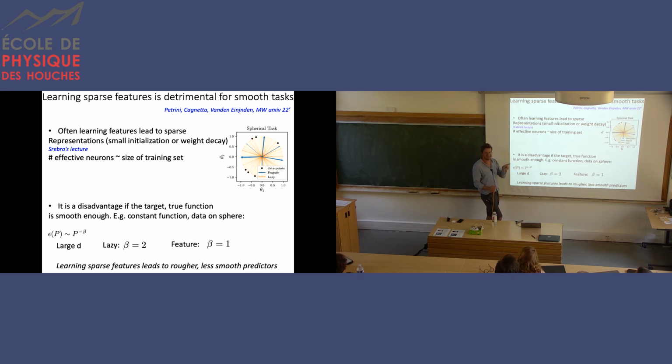The difference diminishes as the function you're trying to fit becomes rougher and rougher, and at some point of roughness, the two are equivalent. Okay? So learning sparse features leads to rougher, less smooth predictors. And so the idea is that if for images you really have directions like along DFO where the task needs to be quite smooth, learning features then is detrimental.